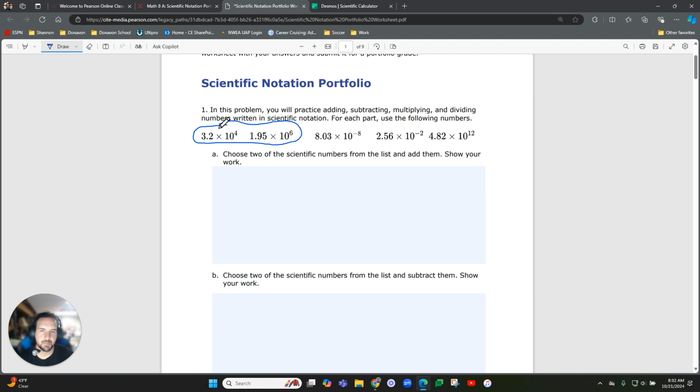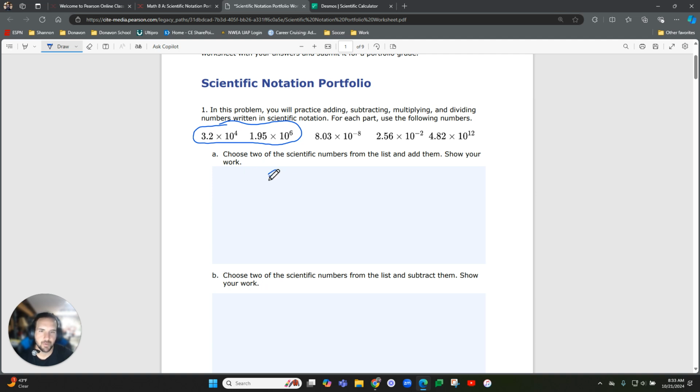The reason is that you always have to convert to the highest exponent. This one is 10 to the 4th, this one's 10 to the 6th. In order to add them, they both have to be 10 to the 6th, or both 10 to the 4th, but that would be silly. You always want to convert to the larger exponent. So we're going to convert this to 10 to the 6th.